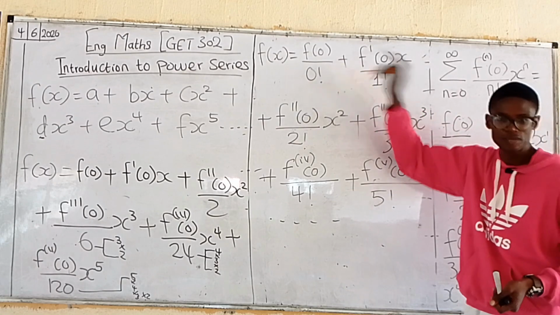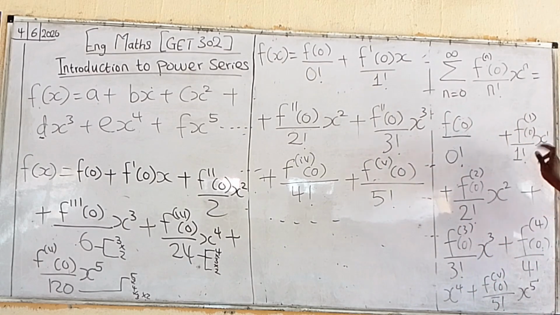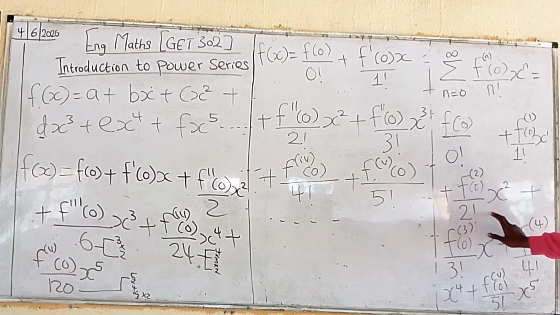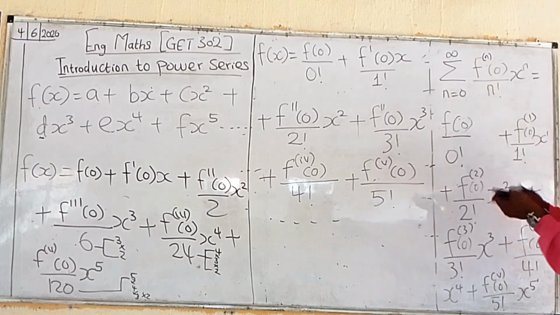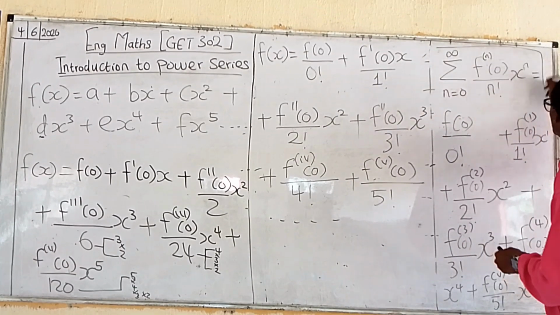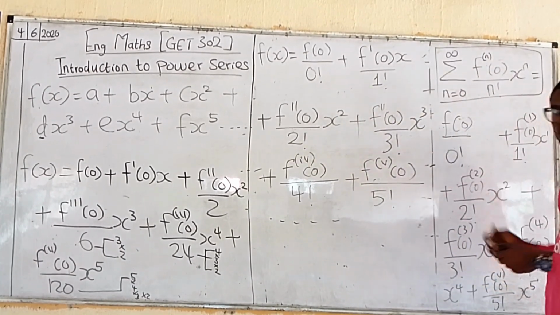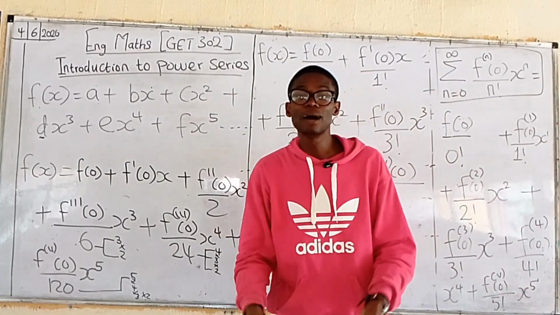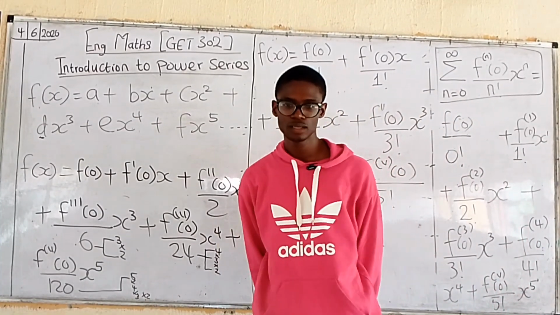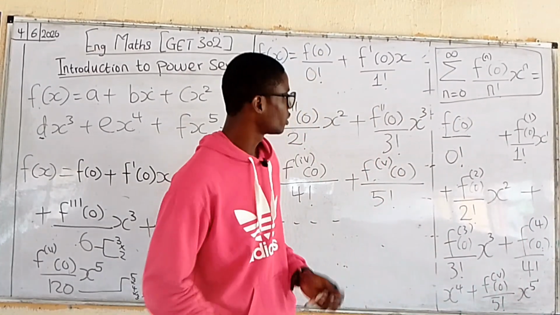So I can clean it. Times 1 is still the same thing. Hope you know it's satisfying. This one also is the same. Is there any discrepancy? No. This one is the same. This one is the same. So that means this is the general condensed format of writing the Maclaurin series.